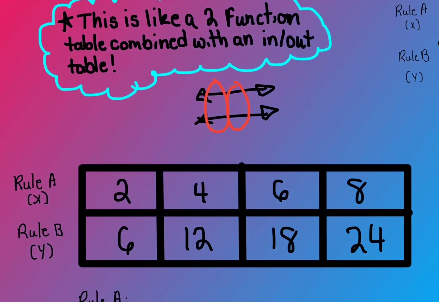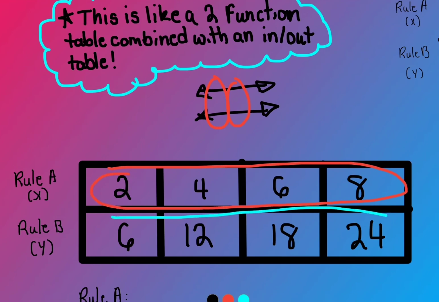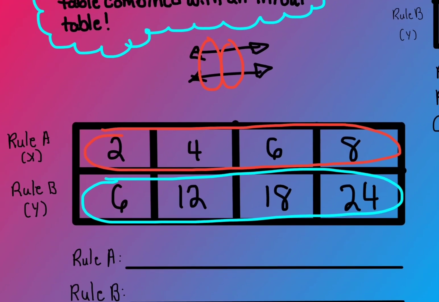So let's start with what we know. Let's focus on these set of numbers as a two-rule table. We're going to look at our red numbers, we're going to look at our blue numbers, and we're going to figure out the rule that follows both. Now let's start with the red. If we are going this way, you got to think, are my numbers increasing or decreasing? They are going up. So I'm going to ask myself, am I using multiplication or addition? That's always the first thing I'm going to think about.